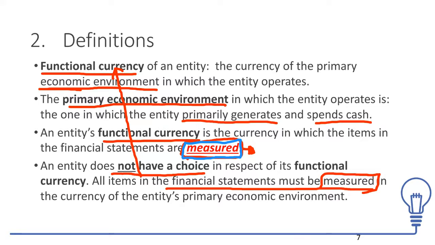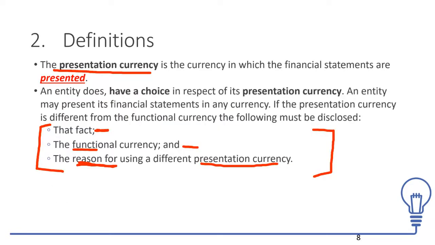Okay, because we measure. Remember, when we're doing T accounts and journal entries, we're trying to measure. We're trying to have an accounting treatment for what we're measuring, and so those types of things will be done in the functional currency. Okay, and like we said, the entity has no choice over what the functional currency is. Instead, the environment dictates the functional currency.